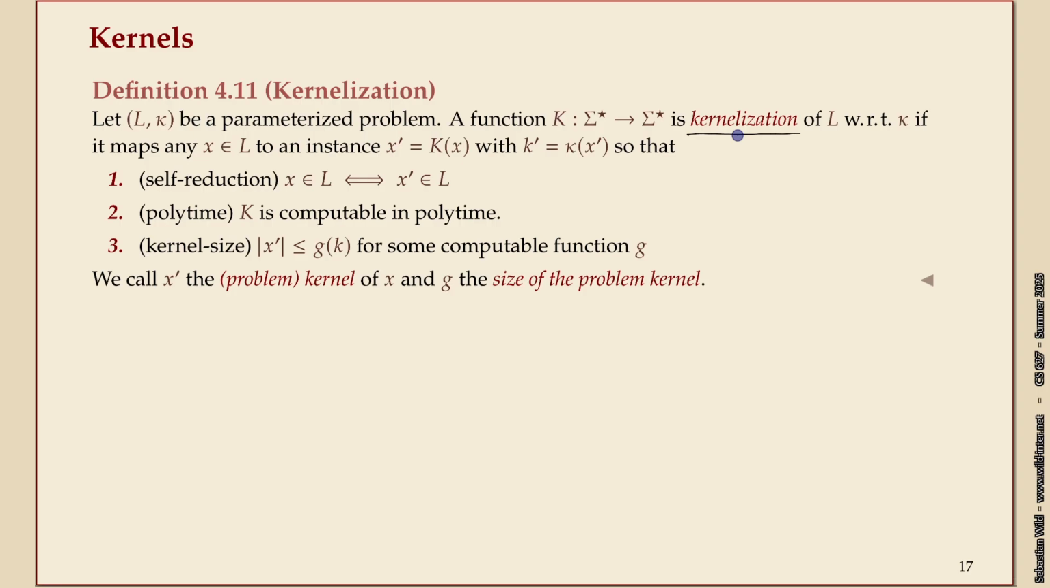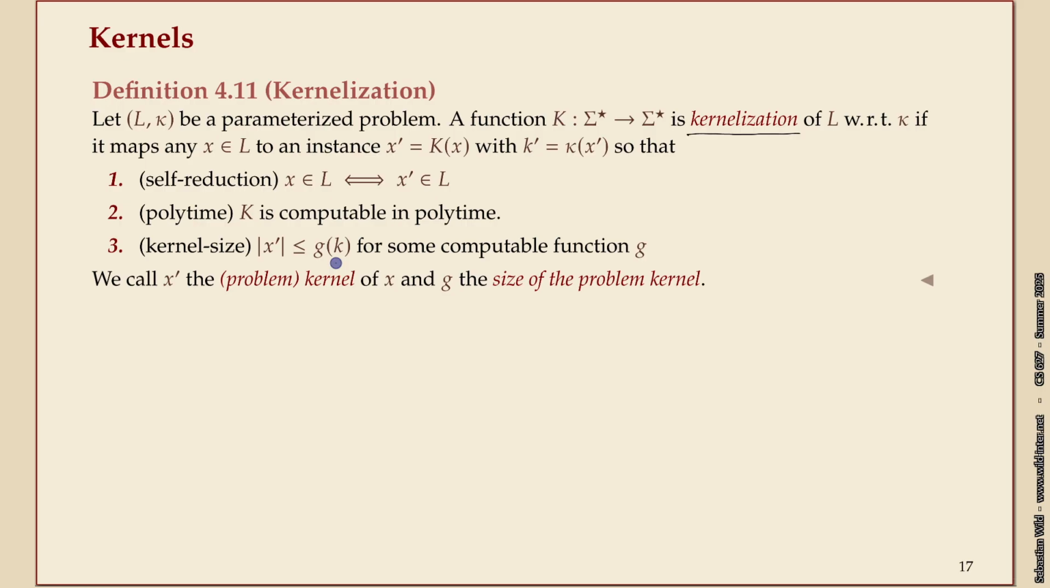Okay, so what are the conditions? First of all, if the input is a yes instance, then it's supposed to stay a yes instance after the kernelization, and vice versa. Second, this kernelization should be efficiently computable. And third, that's the important part, the size of the output must be bounded by some function of the original parameter. And that means we're actually doing something more than just general pre-processing.